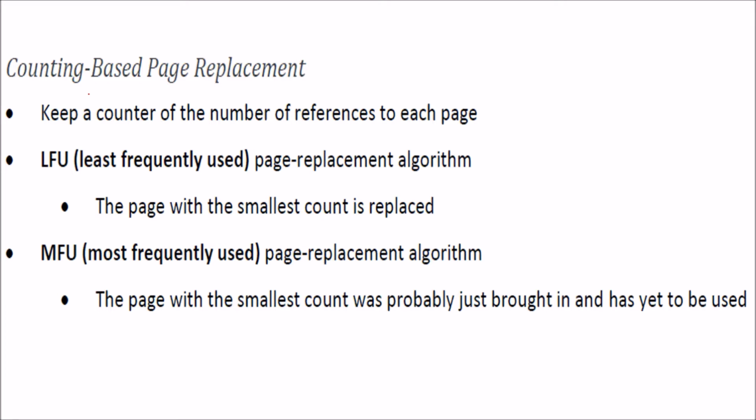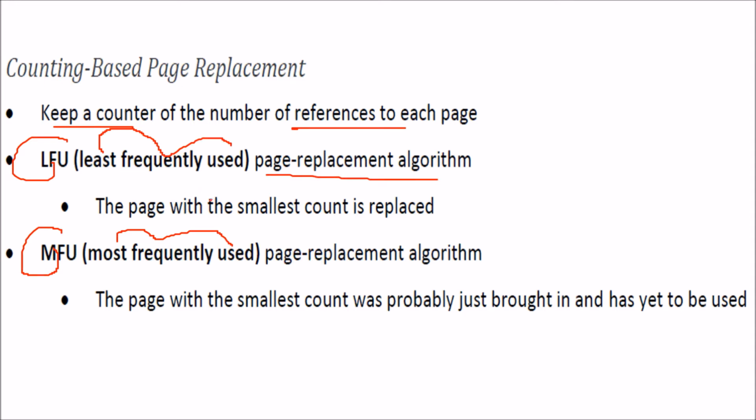We also have counting based page replacement. We keep a counter of the number of references to each page. We can have LFU and MFU. LFU says least frequently used, MFU says most frequently used. In the LFU page replacement algorithm, the page with the smallest count will be replaced. In MFU, the argument is that the page with the smallest count was probably just brought in and has not yet been used.